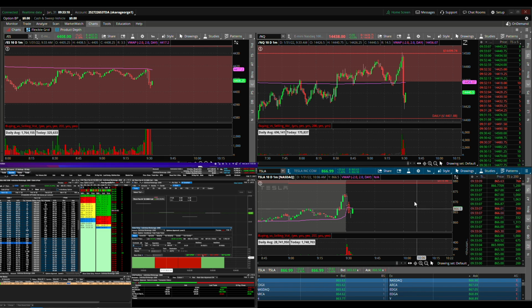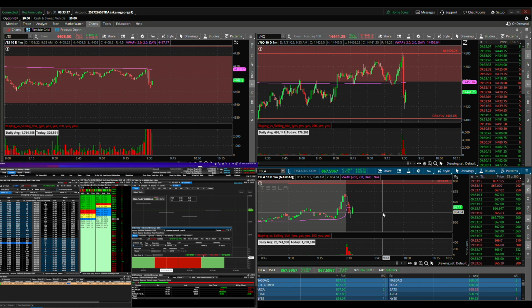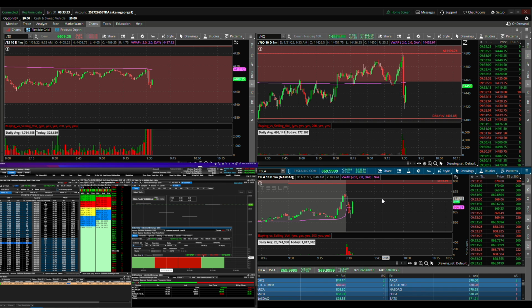So as you see, Tesla's starting to push back up. NASDAQ and SPY both sold off in that first 1 or 2 minutes from the market open, and just looking for a push on the NASDAQ and the SPY and Tesla for a move to the upside. It looks like the NASDAQ, top right screen, is going to retest the supply zone and maybe reject off it.